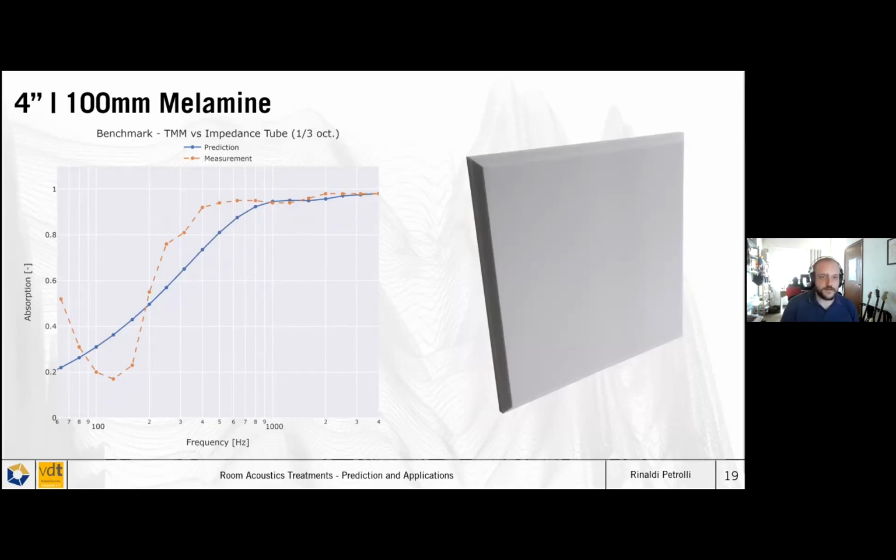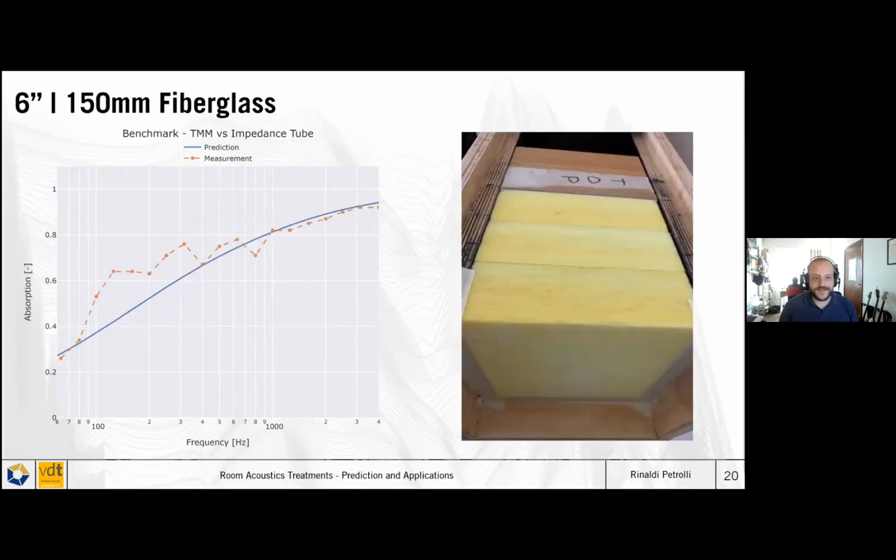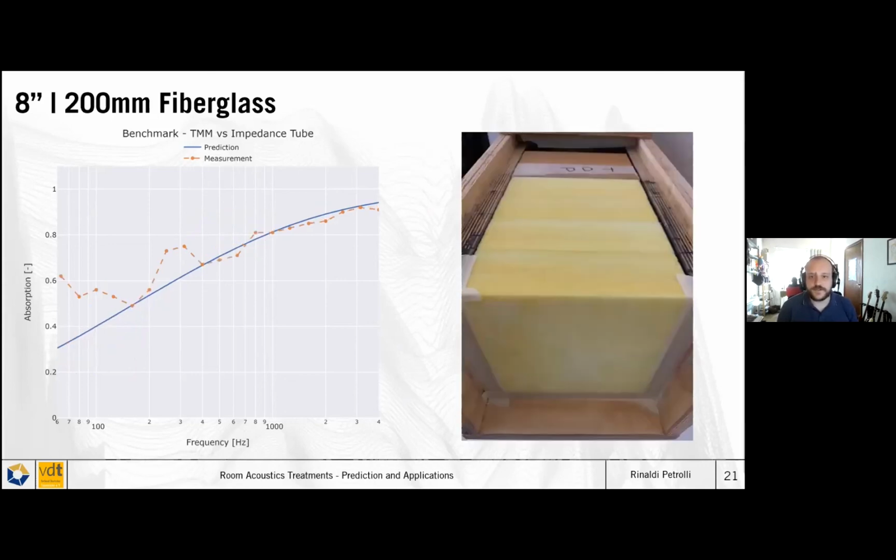And now getting back to the fiberglass, increasing it to 6 inches. We see that we still have a fairly good agreement, but we start to deviate a little bit more on the low frequencies. And whenever we go to 8 inches, the mid to high frequency prediction still agrees, but then we have that very sharp rise at 100 hertz, which, looking at prediction models, might be a bit surprising, right? And we tested this in the low frequency impedance tube too.